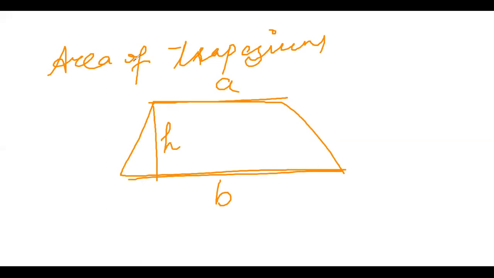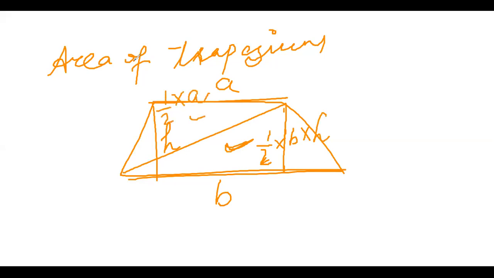Its formula will be, see, we can convert it into two triangles, right? And the area of a triangle is half into base into height. If I take this triangle, then area is half into base into this height. If I take this triangle, then area is half into base A into height. In this triangle also half into base into height, where the base here is B.